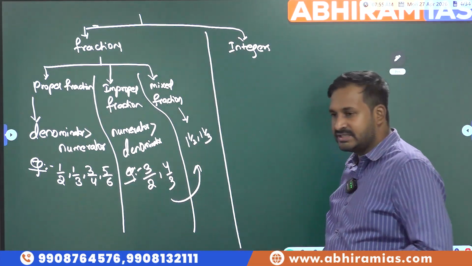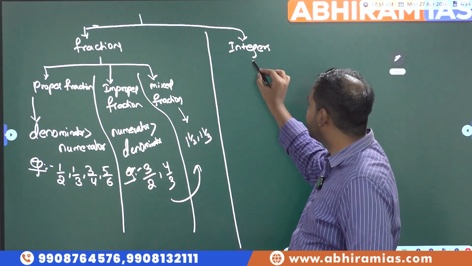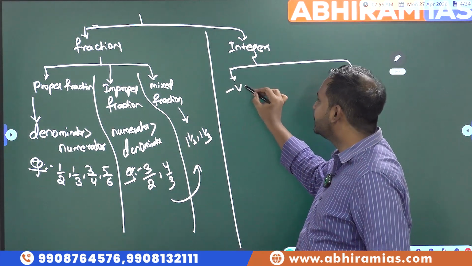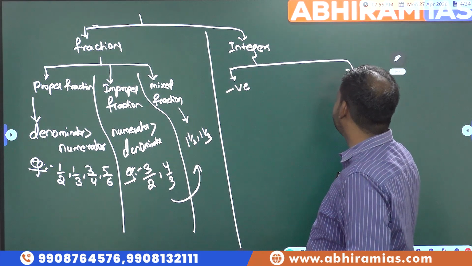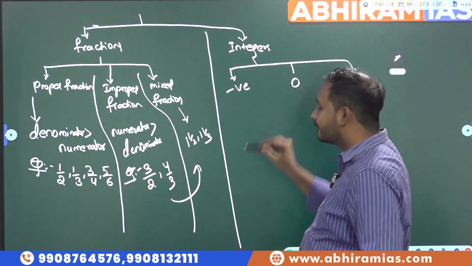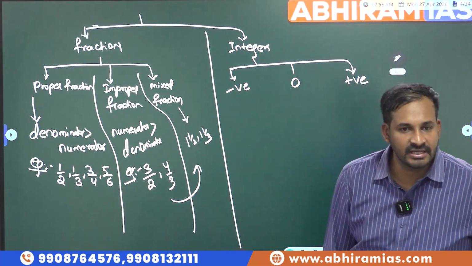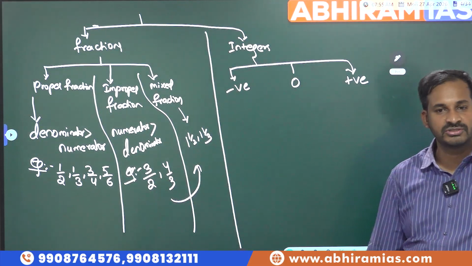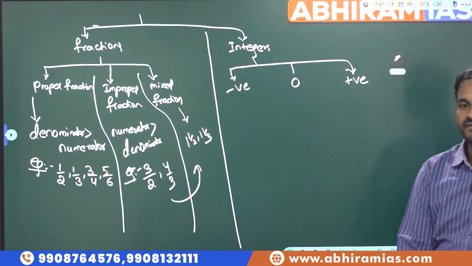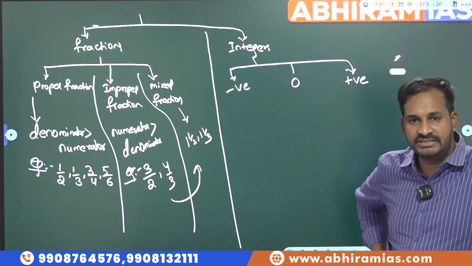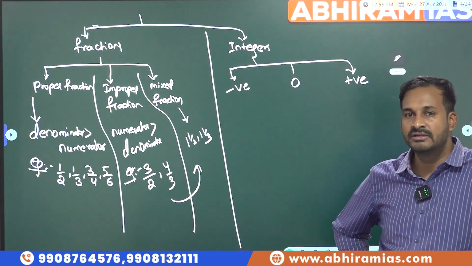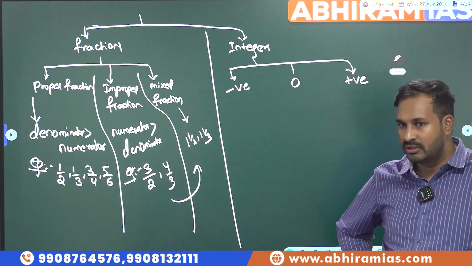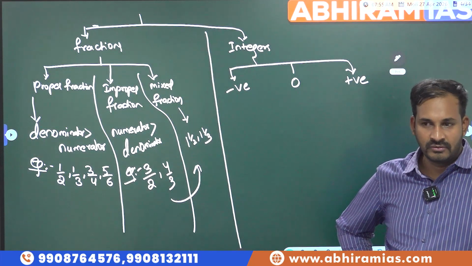Okay, next, integers. Integers means what? How many categories are there, students? Negative integers, positive integers and 0. 0 is neither positive nor negative. If I say that n is a positive integer, what values of n should you take? Start from 1: 1, 2, 3, 4 and so on. Don't take 0.